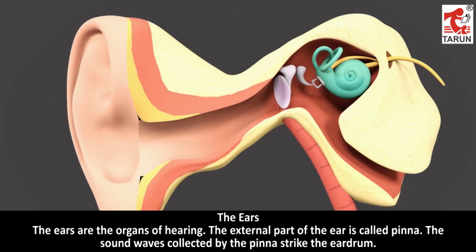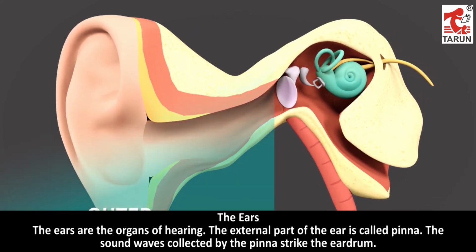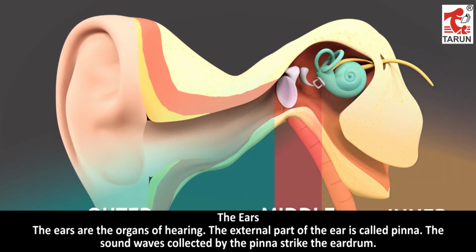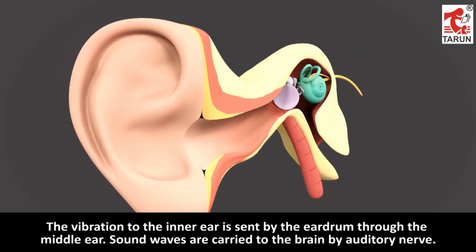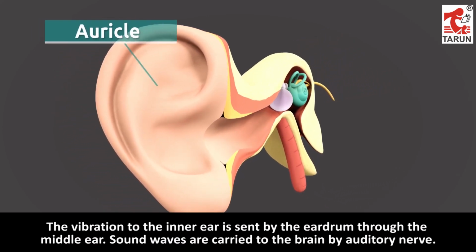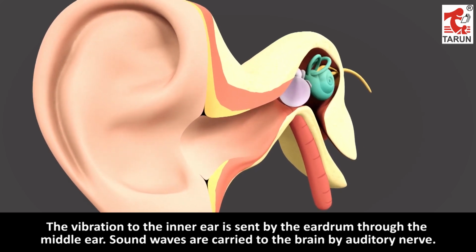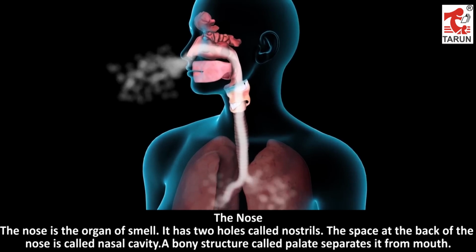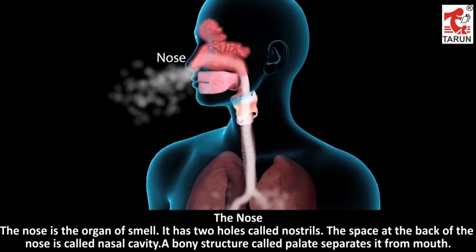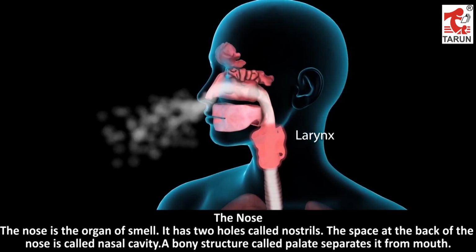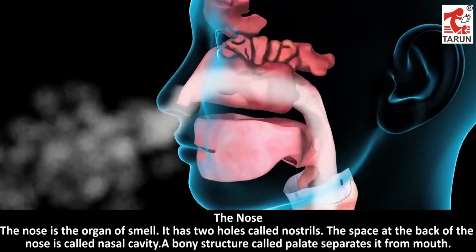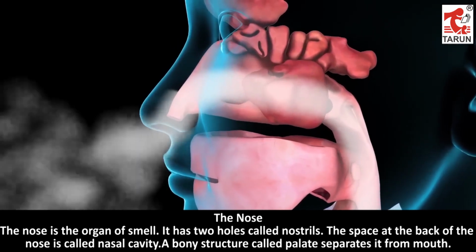The ears. The ears are the organs of hearing. The external part of the ear is called the pinna. The sound waves collected by the pinna strike the eardrum. The vibration is sent by the eardrum through the middle ear to the inner ear. Sound waves are carried to the brain by the auditory nerve. The nose. The nose is the organ of smell. It has 2 holes called nostrils. The space at the back of the nose is called the nasal cavity. A bony structure called the palate separates it from the mouth.